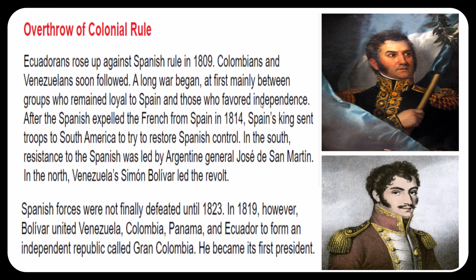Question number 4. How did José de San Martín impact the history of South America? Well, he helped lead the revolution in the South. Question number 5. How did Simón Bolívar impact the history of South America? He led the revolution for Venezuela. Question number 6. What three areas became known as Gran Colombia? Venezuela, Colombia, Panama. And you could throw in Ecuador there to make it 4. Gran Colombia. And the next question, who became the first president of Gran Colombia? In number 7 there. That is Simón Bolívar.